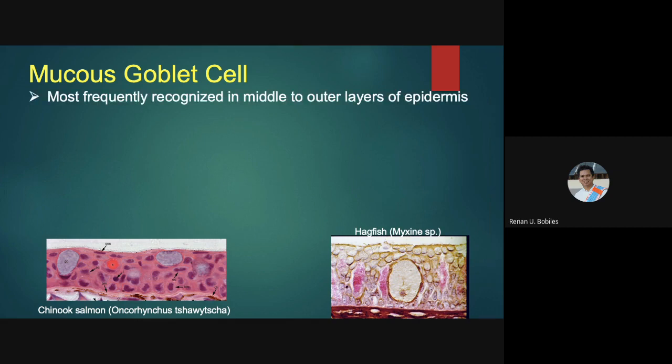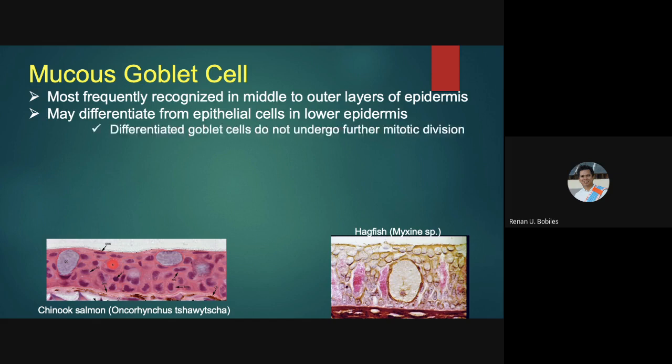So most frequently recognized in the middle to outer layer of the epidermis, ang mucous goblet cell. It may differentiate from epithelial cells in the lower epidermis. So differentiated goblet cells do not undergo further mitotic division. Once it already differentiated, hindi na sila nag-undergo ng mitotic division. Differentiated.